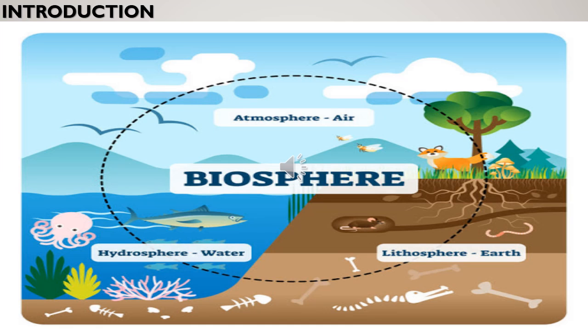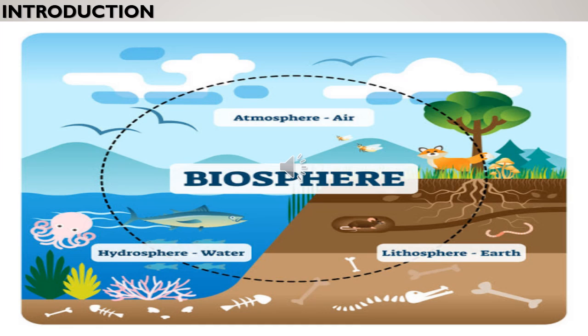It includes flora and fauna. Flora means plants, and fauna relates to animals. So it includes plants and animals that thrive, that is grow very strongly, on or near the earth surface.